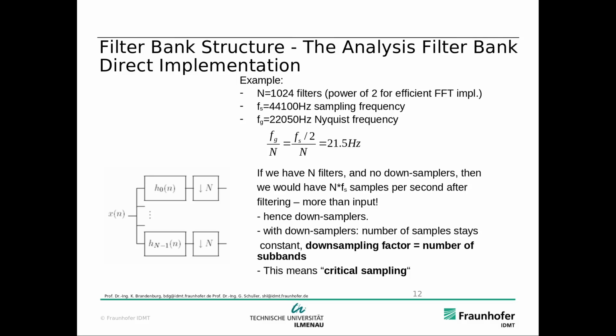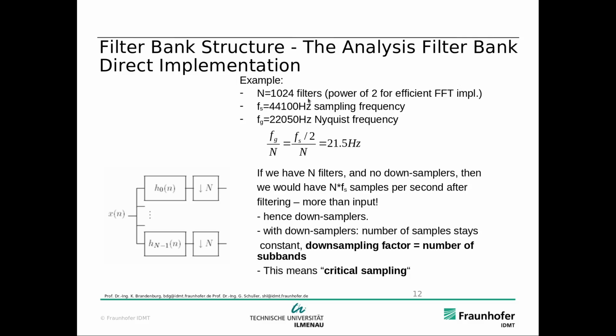Here is an example for an implementation, and you can use the so-called direct implementation, which means you really do the filtering and downsampling like in this block diagram. But keep in mind this has the disadvantage that we create way too many samples after convolution. So this is a very inefficient implementation, which you would not really do for a filter bank implementation. This is just for showing the principle, right?